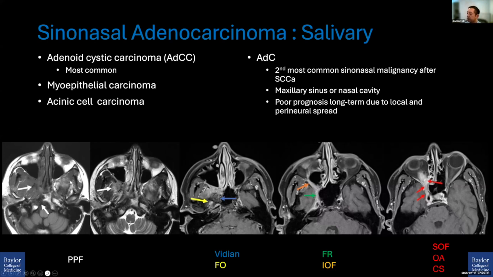Here is an example of adenoid cystic carcinoma and the perineural tumor spread that it can exhibit. You can see here on the T1 imaging, there's involvement of the pterygopalatine fossa with the white arrow. And then on these additional fat-sat post-contrast images, you can see the perineural tumor spread in the Vidian canal, foramen ovale, foramen rotundum, inferior orbital fissure, superior orbital fissure, orbital apex, and the cavernous sinus.